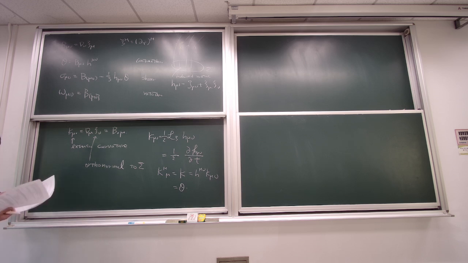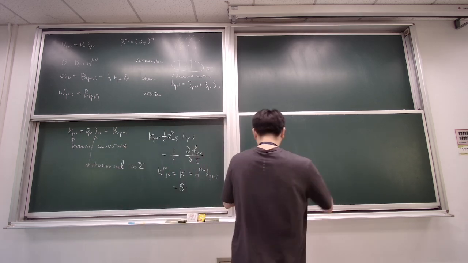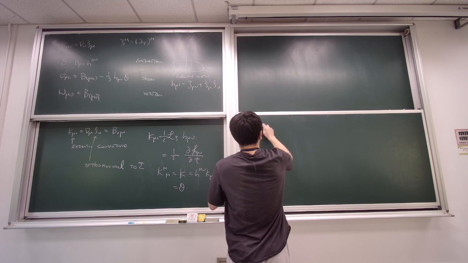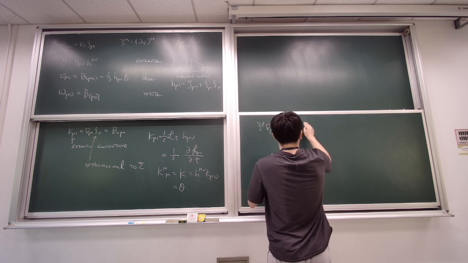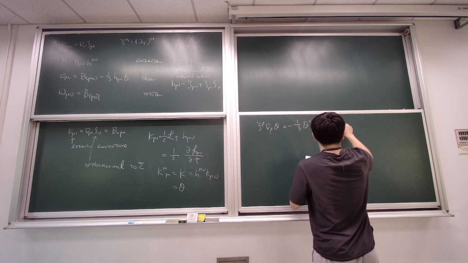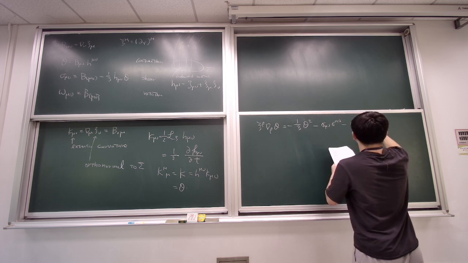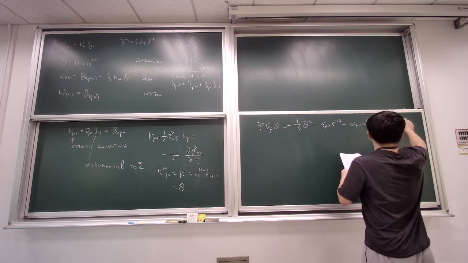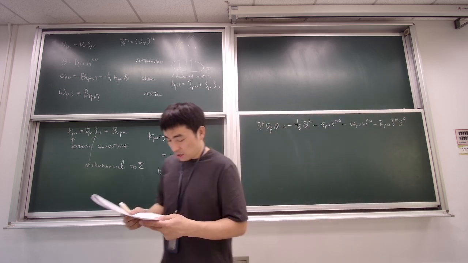Okay, so the important part of the Raychaudhuri equation is like this: dθ/dτ is equal to -1/3 θ² minus σ_μν σ^μν minus ω_μν ω^μν minus R_μν C^μ C^ν. Okay, so that's the case.